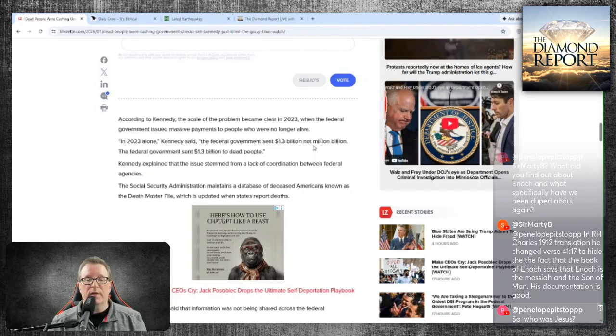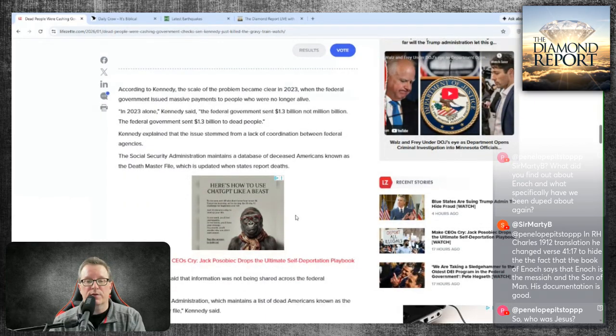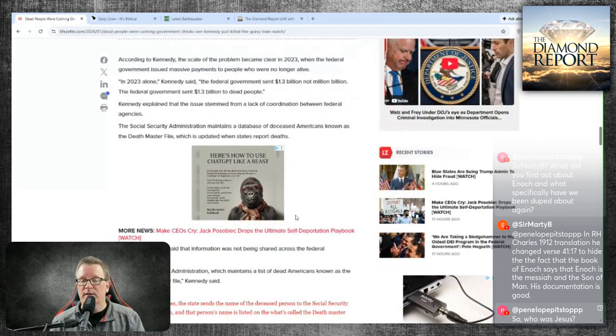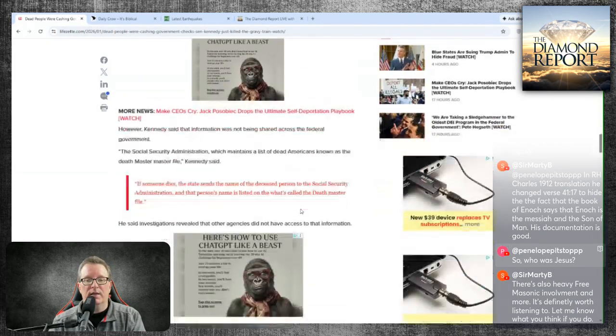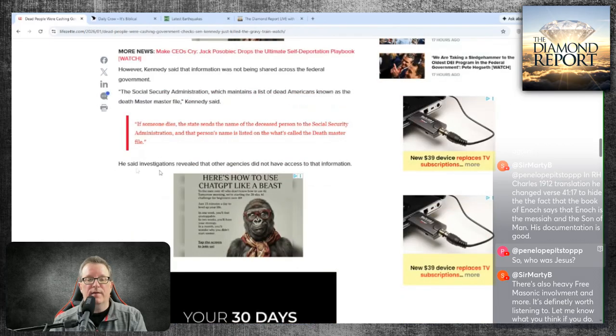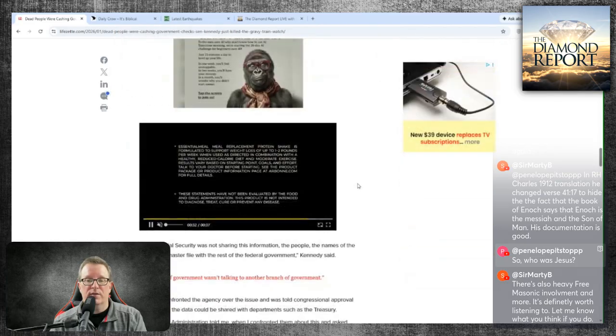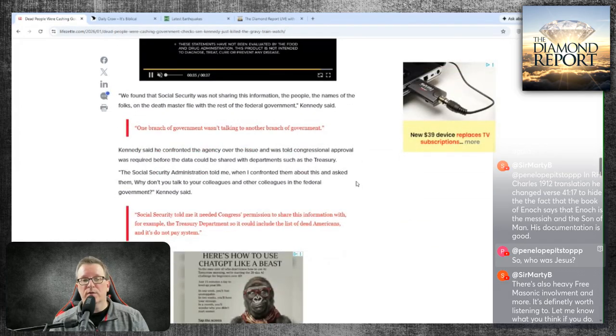Kennedy explained that the issue stemmed from a lack of coordination between federal agencies. The Social Security Administration maintains a database of deceased Americans known as the Death Master File, which is updated when states report deaths. However, Kennedy said that the information was not being shared across the federal government. He said investigations revealed that other agencies did not have access to the information. "We found Social Security was not sharing this information, the names of the folks, the Death Master File, with the rest of the federal government," Kennedy said.